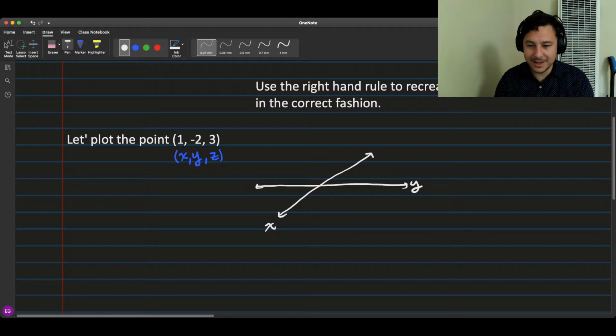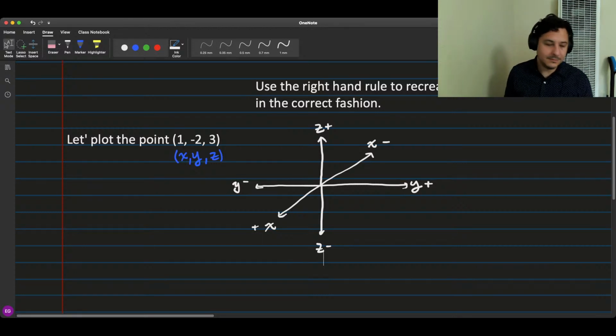Now you have to remember that this part's your positive x, this part's your positive y, this would be negative x, this would be negative y, and then you've got your z. Oops, that was really ugly looking. Then you've got your z going like this: positive z, negative z.